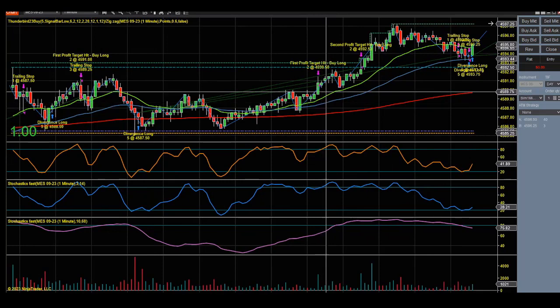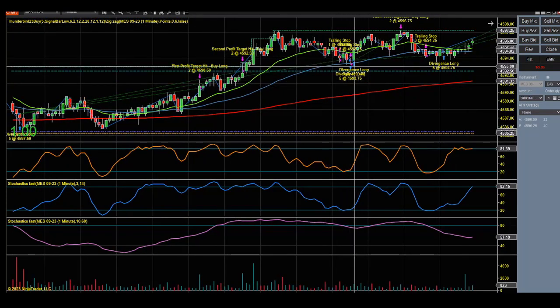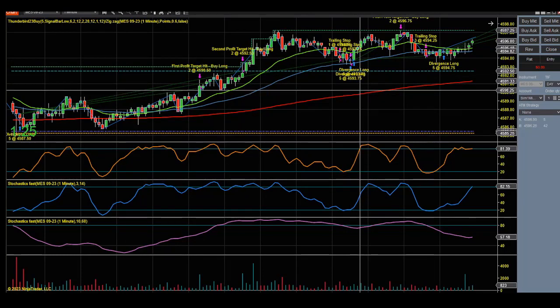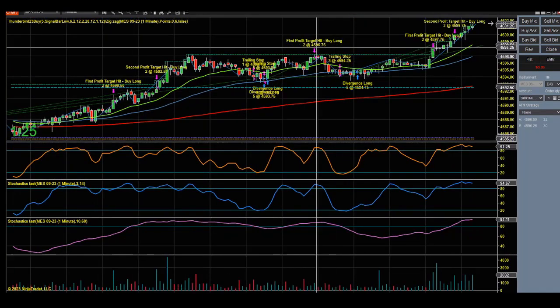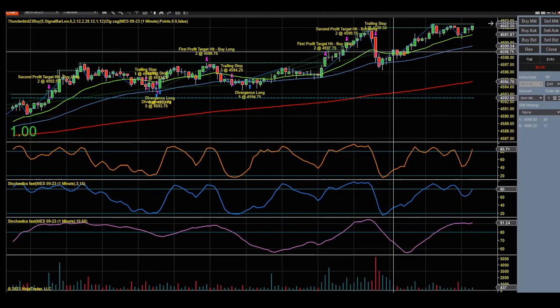Divergence long, first chart, second one. The divergence long. It looks like it was a little chop here, but then it retook the divergence and then got the profit. Divergence long, and look at the big run here. And what this is going to do is identify these divergences for you.